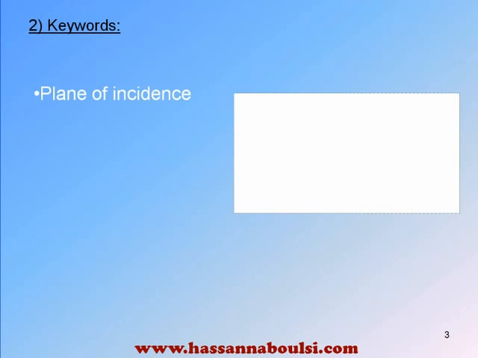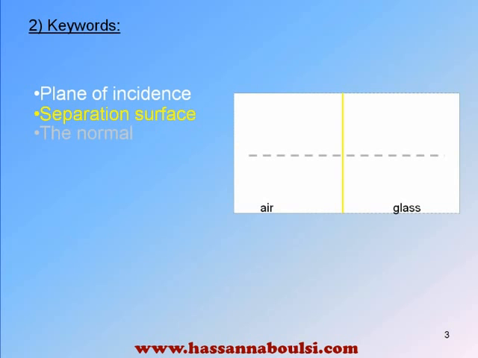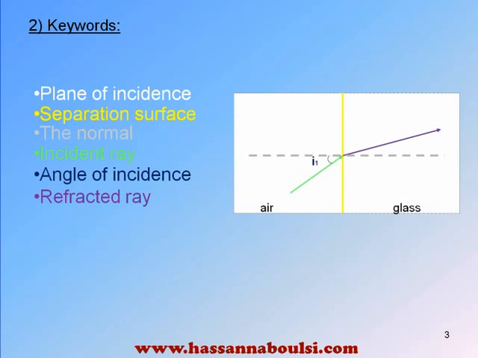Let's define the keywords that we will use in this lesson. The plane of incidence is the plane in which we have the incidence. The separation surface is the surface separating the two mediums, for example, air and glass. The normal line is perpendicular to the separation surface. The incident ray is the ray that propagates in the first medium. The angle of incidence is formed between the normal line and the incident ray. The refracted ray is the ray that emerges in glass. The angle of refraction is the angle formed between the normal line and the refracted ray.